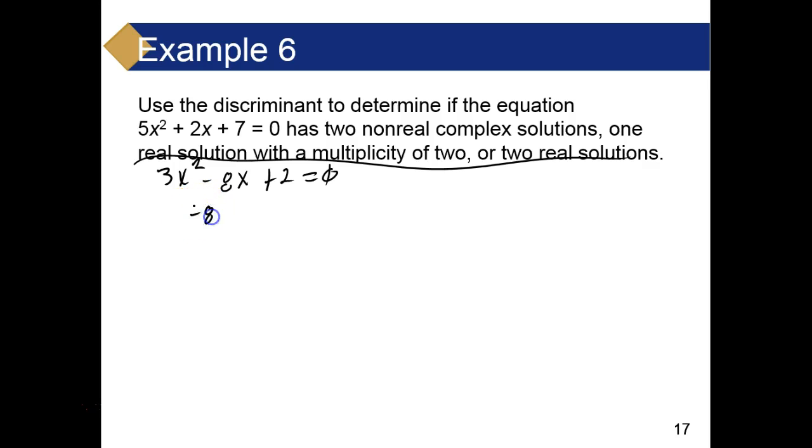Negative 8 squared, minus 4 times 3 times 2. Okay? What's negative 8 squared? 64. Minus 24 equals 40, not just 40, right? Okay, what can you tell me there?